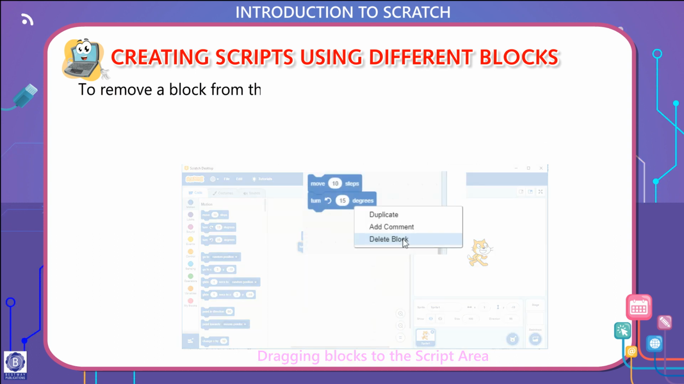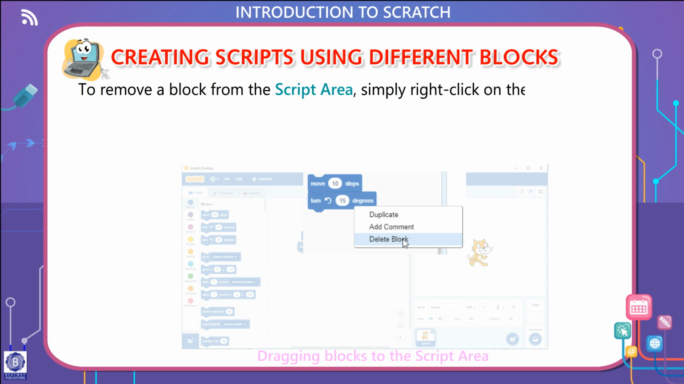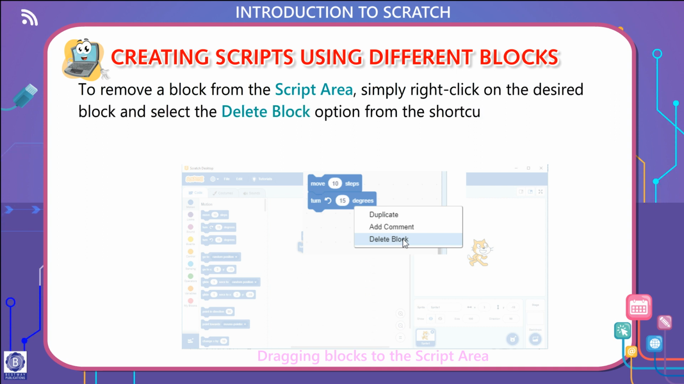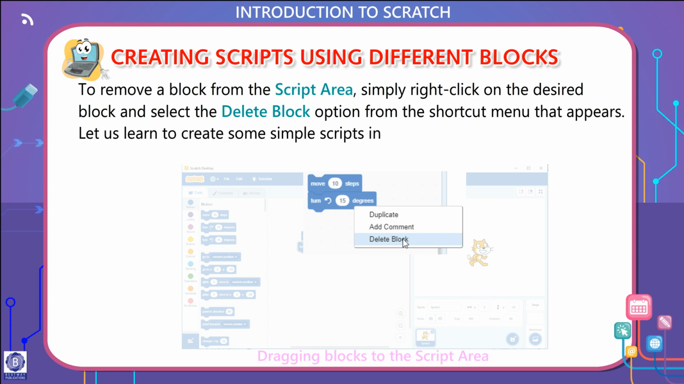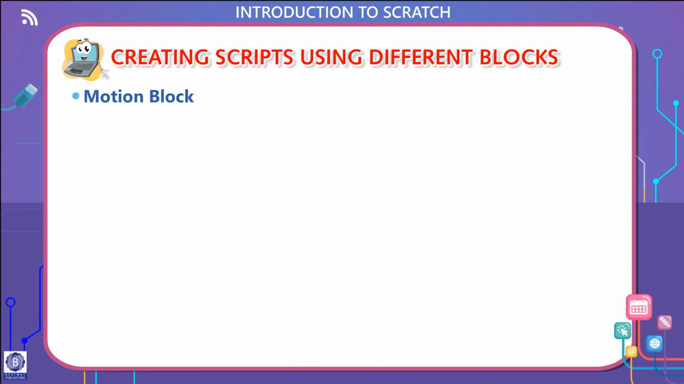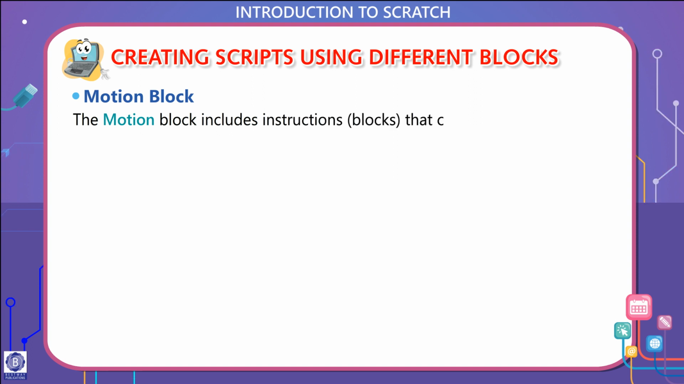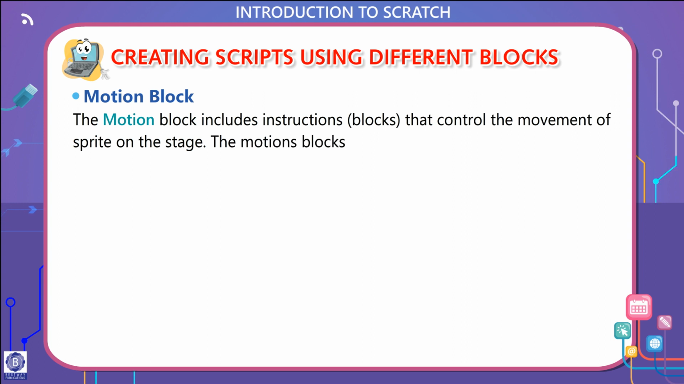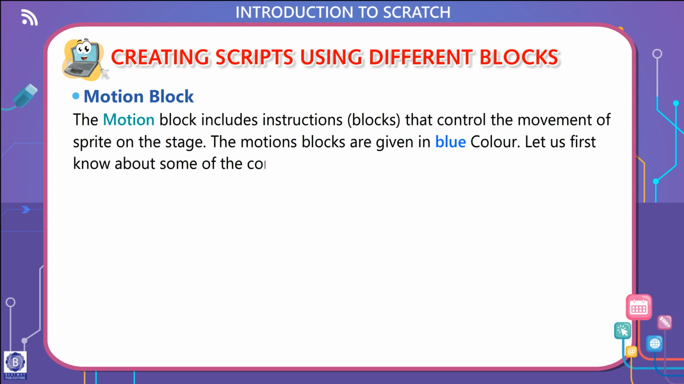To remove a block from the script area, simply right-click on the desired block and select the Delete Block option from the shortcut menu that appears. Let us learn to create some simple scripts in Scratch using the different blocks in the blocks palette. Motion block. The motion block includes instructions, blocks that control the movement of sprite on the stage. The motion blocks are given in blue color. Let us first know about some of the commonly used motion blocks.